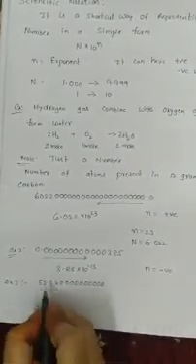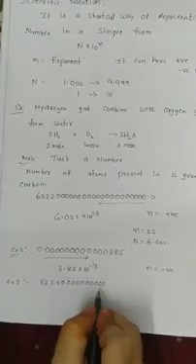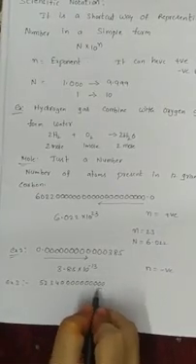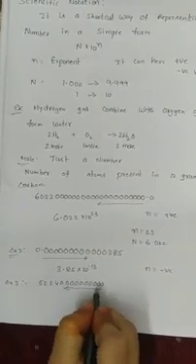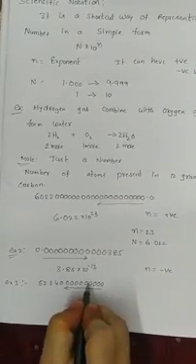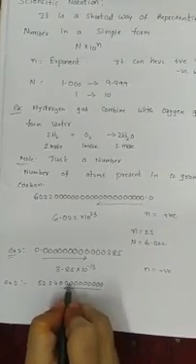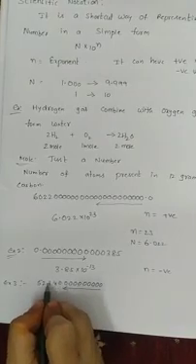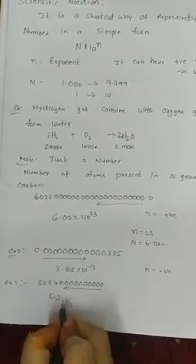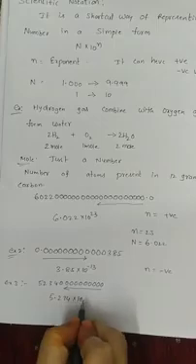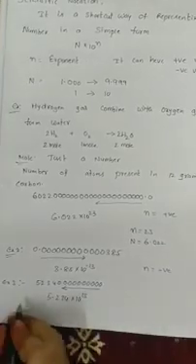We shift the decimal point from right to left, counting 1 to 13. That gives 5.234 into 10 to the power of 13.